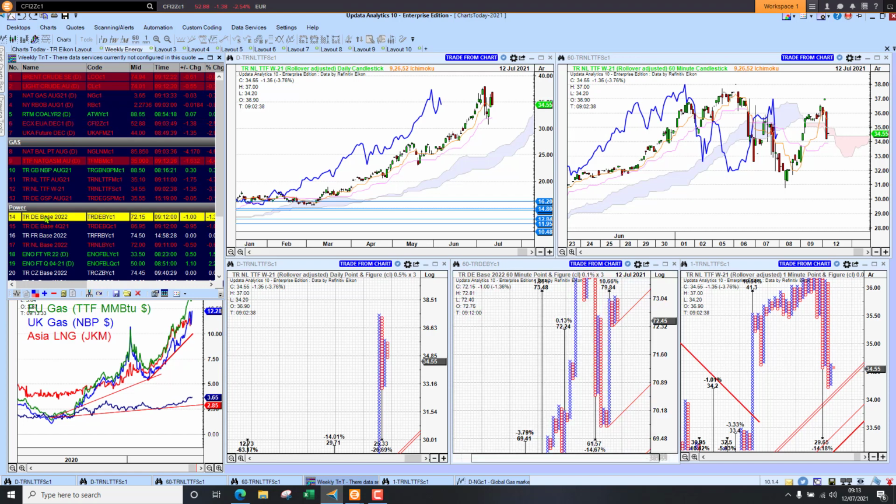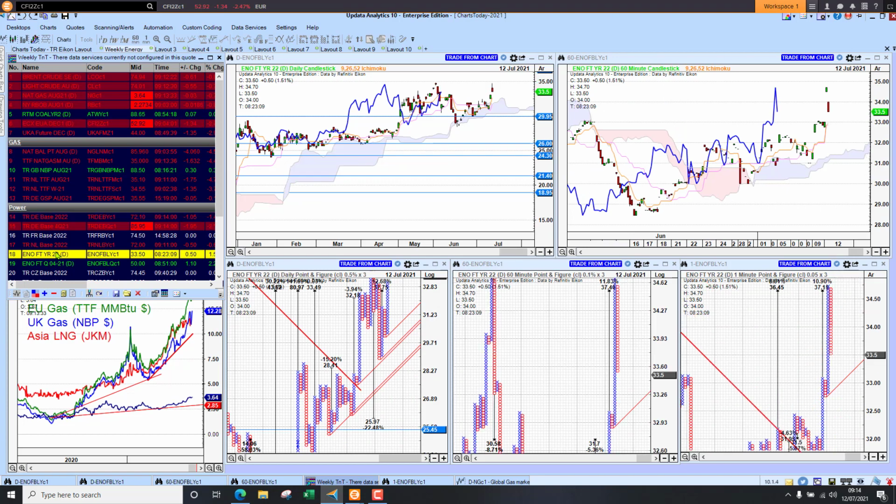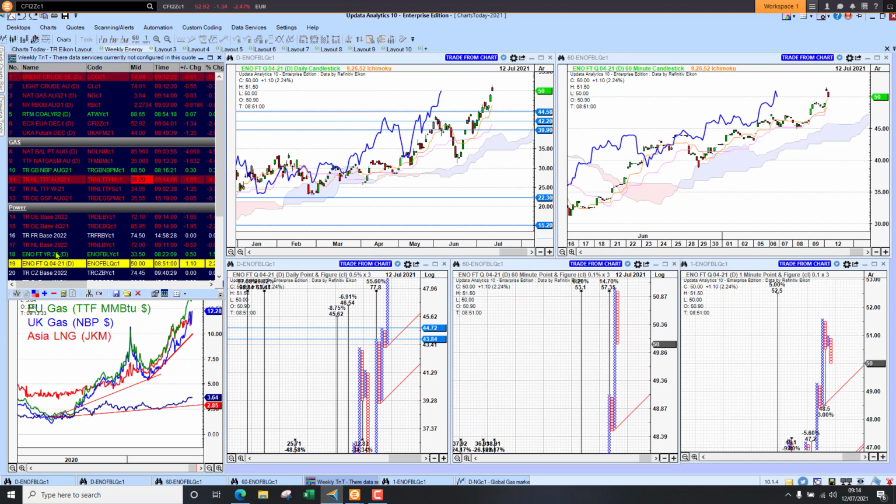German power is down 1.3% this morning, very similar pictures to the emissions chart, and we are just seeing here some resistance on the cloud, so again we're neutral here. The one standout is that Nordic power looking pretty strong, up 1.5% on the CAL and up 2.2% on the quarterly. There's a bullish standout for this week.